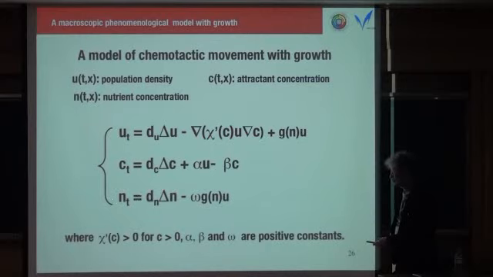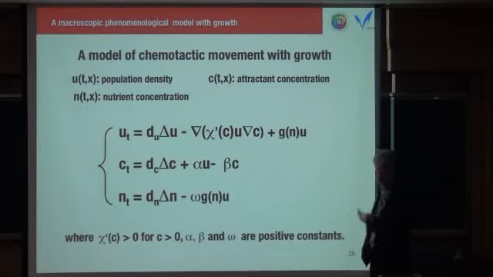So the nutrient is diffusing, and u takes n, so this is minus, and this is omega. Of course, this omega is a conversion rate. So it is a little bit difficult, a complex three-component system for N, U, C. And alpha, beta, and omega are also positive constants. Okay, so this is a starting point.